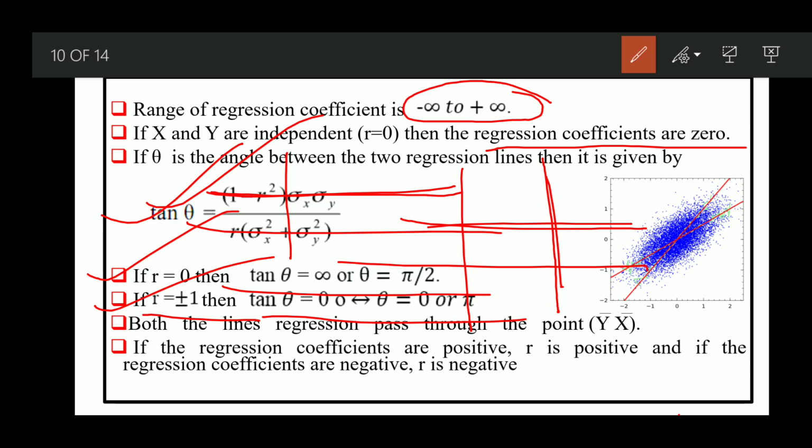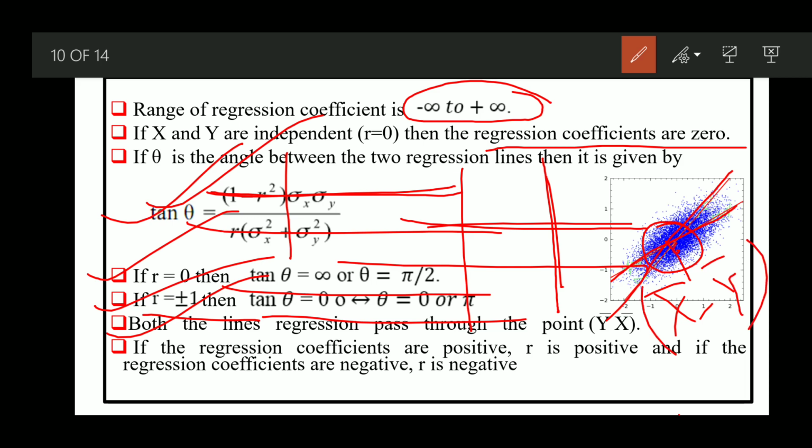Now next is, both regression lines pass through the point x bar, y bar. So this is basically the intersection point of the two regression lines, x bar y bar. X bar y bar means mean of x, mean of y, mean of the independent variable and mean of the dependent variable. So the two regression lines intersect at this point. Here you can see the two regression lines intersect at this point. This point is showing x bar and y bar.